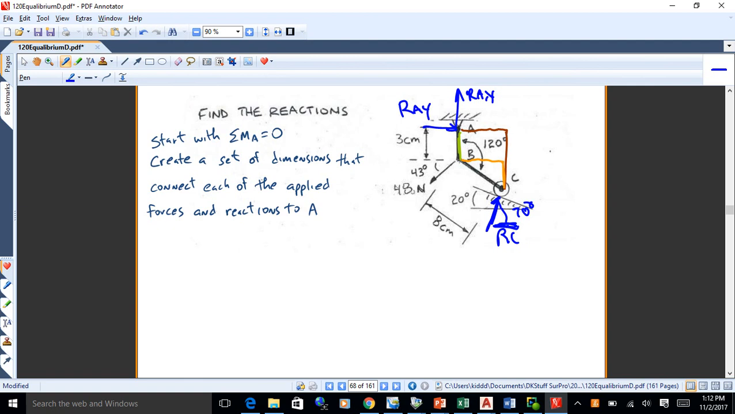So I want to get nice, clean dimensions from A to C. I want x and y dimensions. So I'm going to do a little bit of trig on that angled arm that goes from B to C. That way I can get those red dimensions directly from A to C.